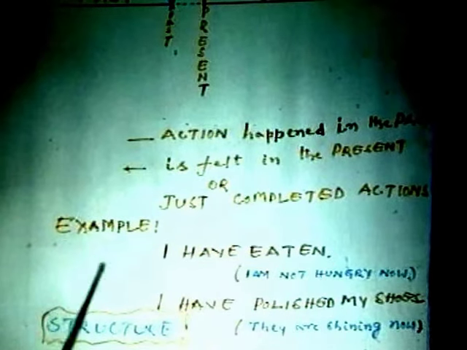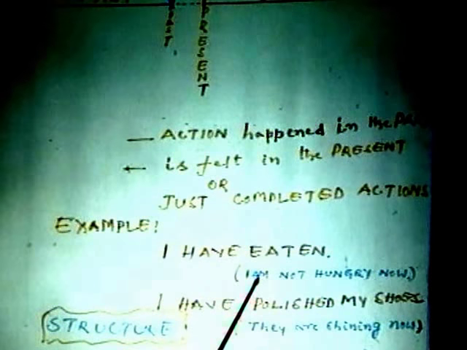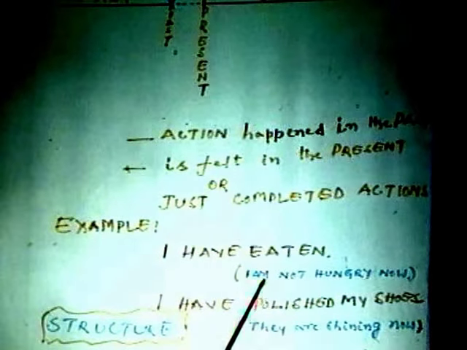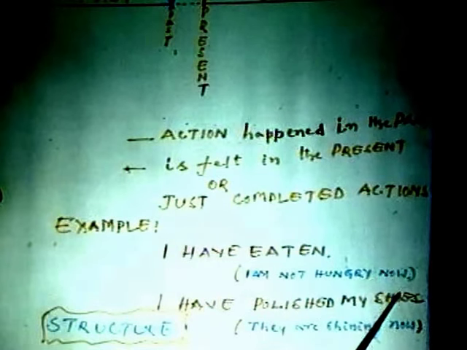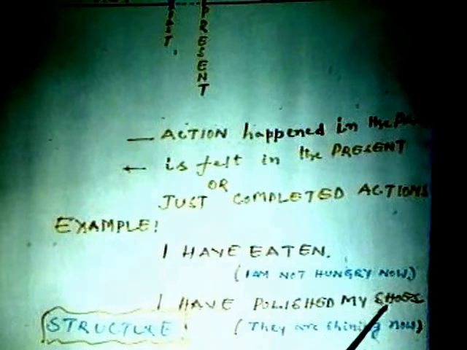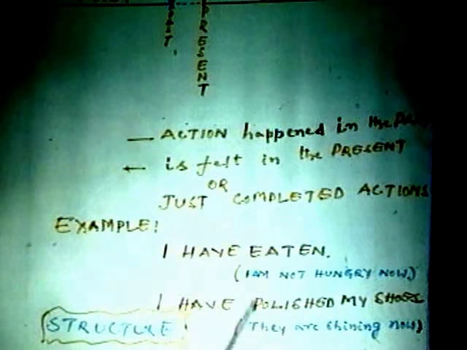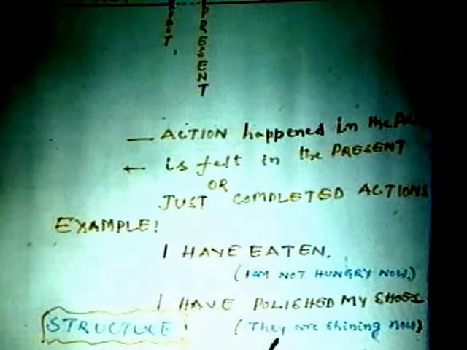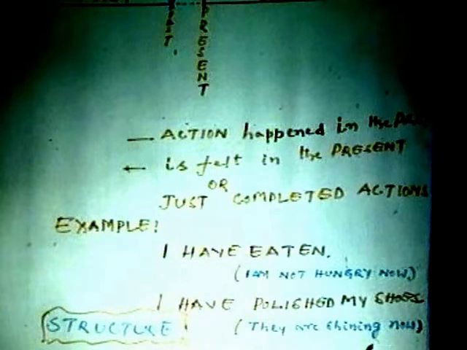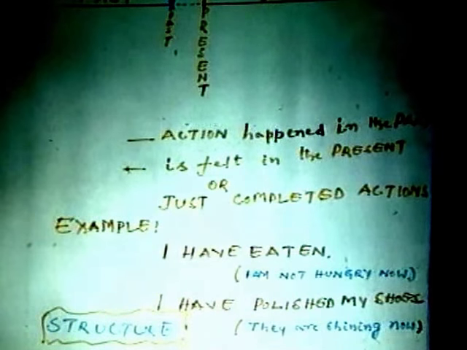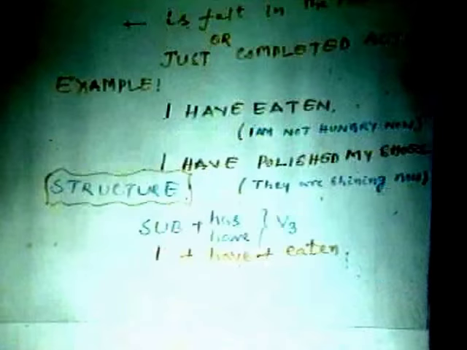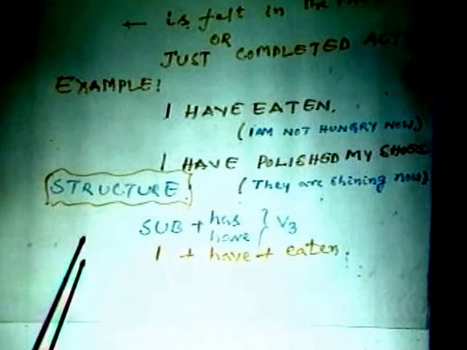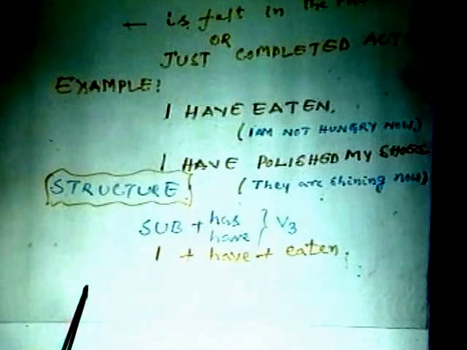The examples are given. I have eaten, which also means that the activity is over. That particular person who is speaking is not hungry now. I have polished my shoes also says that the activity is over, and we can see for ourselves they are shining now. Then let us come to the structure we have used here. Let us know the structure here. We have a subject.